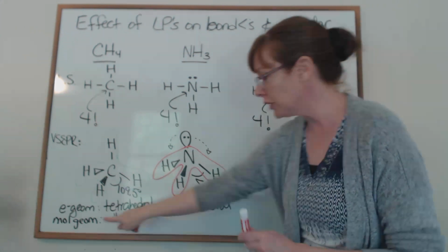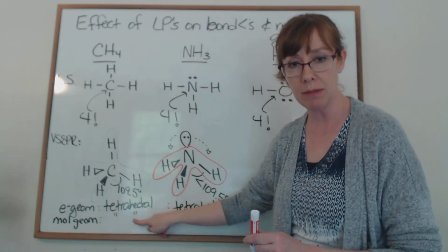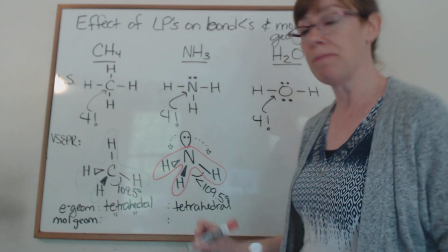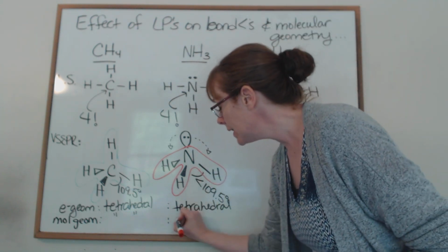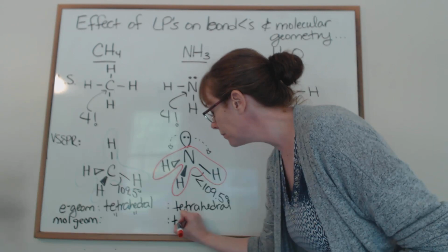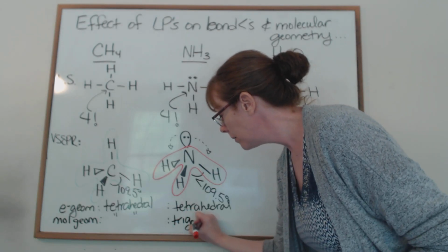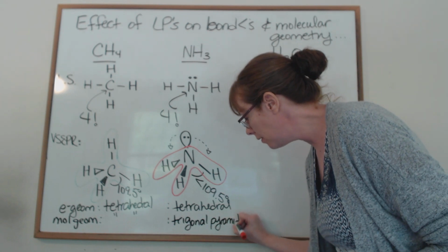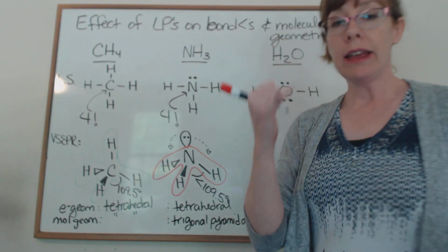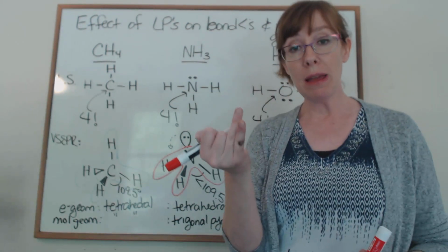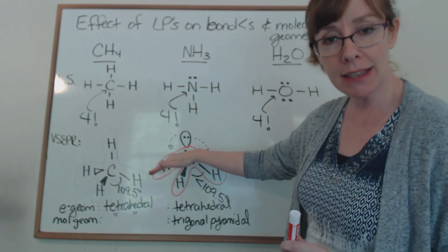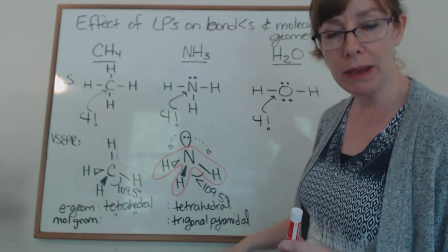So the molecular geometry is not just the same. It's not tetrahedral. It's actually going to get a new name, and what it is called is trigonal pyramidal. Now you've got to be careful. We've already encountered trigonal planar and trigonal bipyramidal. So this is different, trigonal pyramidal. But you can see it makes sense. It's like a three-point pyramid.